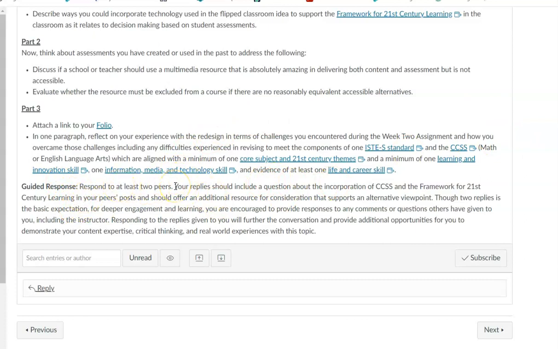To be proficient, you'll make responses to at least 2 peers, but remember that reaching distinguished participation in this course means that you'll reply to at least 3 of your peers over 2 separate days. So take a look at what is expected of you in terms of the responses to your peers, and let me know if you have any questions.